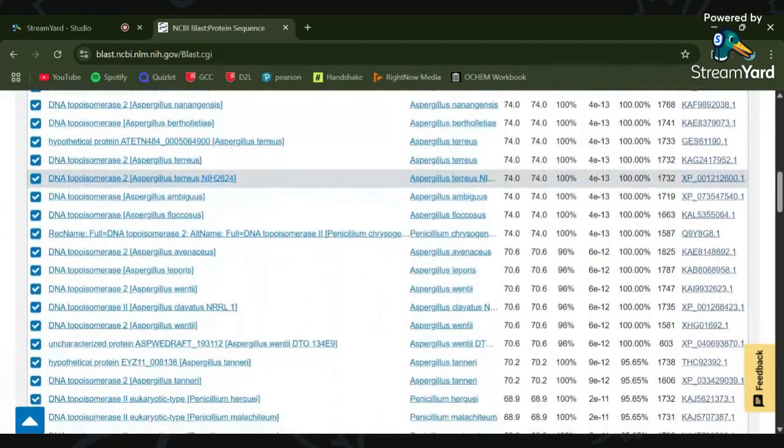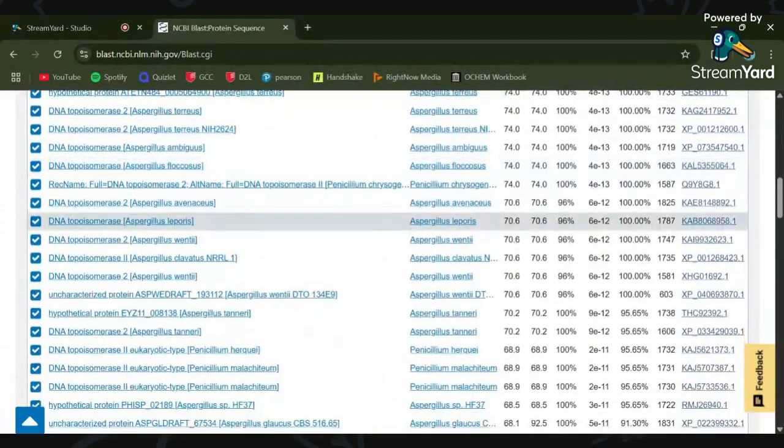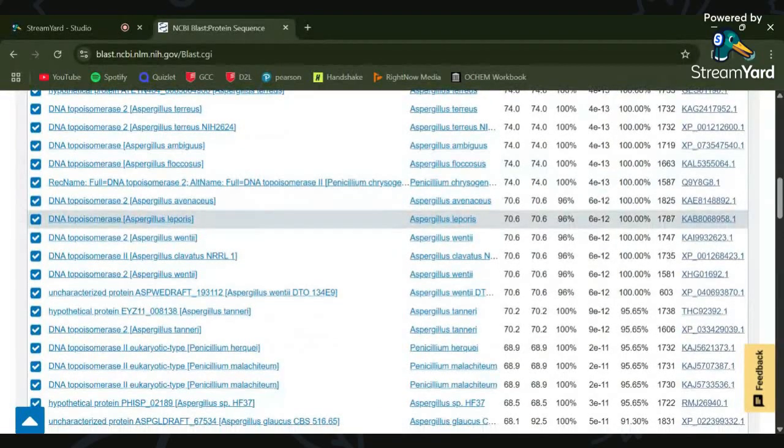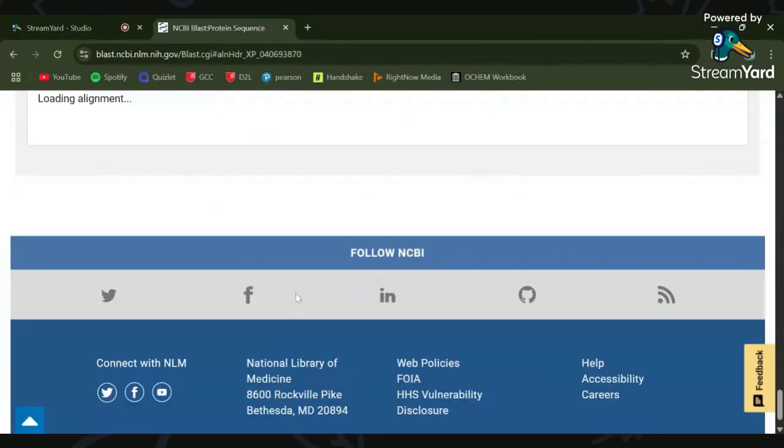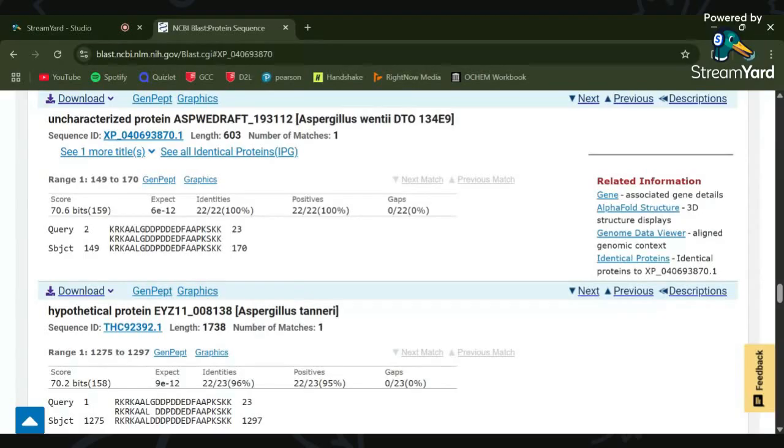Okay, some of these, look at uncharacterized protein asp we draft. This one? Yes, you have good eyes. Oh my goodness. So this protein has only 603. Topoisomerase usually has 1,500, maybe longer. So why does this one have 603? Remember I said people are just dumping what little they have. Sometimes you'll have an incomplete.